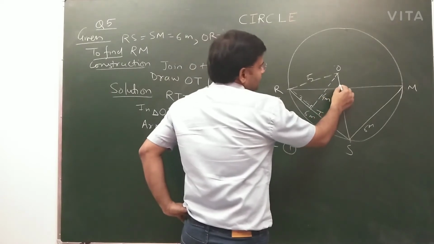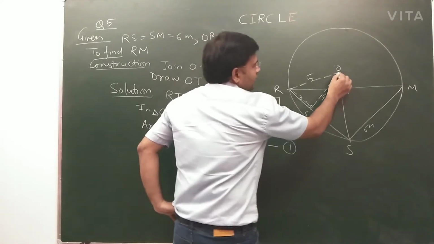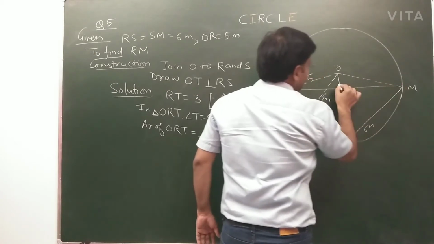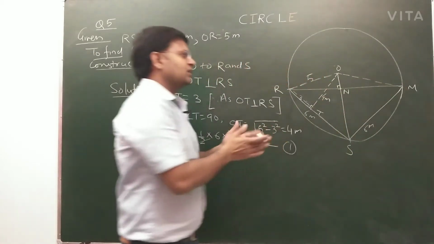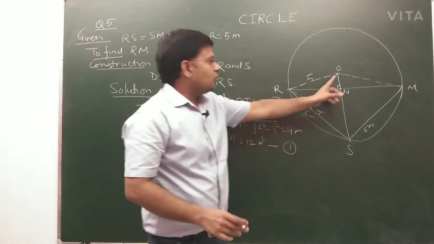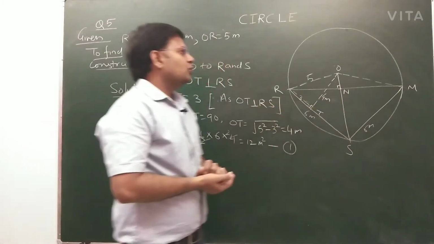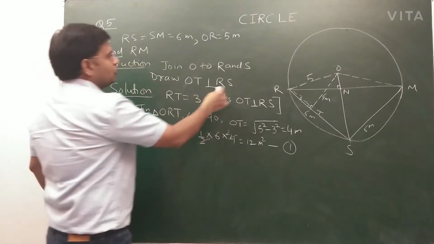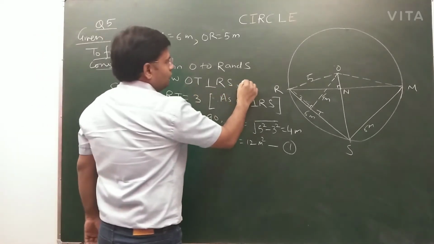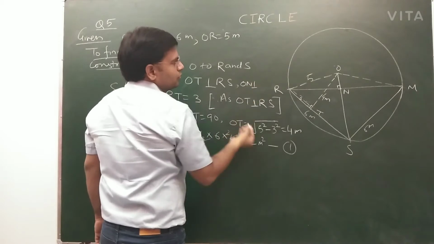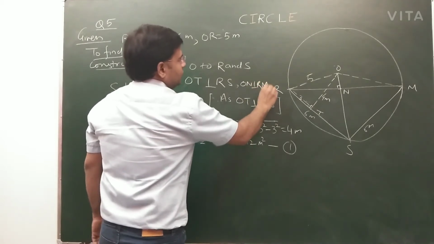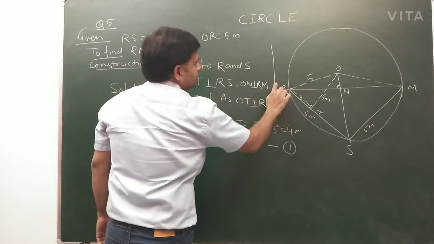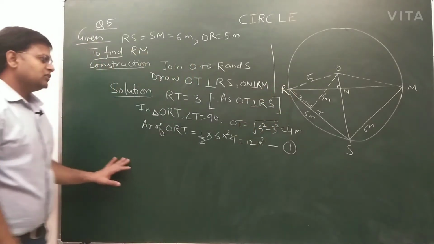You know that if any line is drawn perpendicular to the chord, then it bisects the chord. So ON is also perpendicular to RM. So you can write here also, if you want to write in construction, that ON is perpendicular to RM.